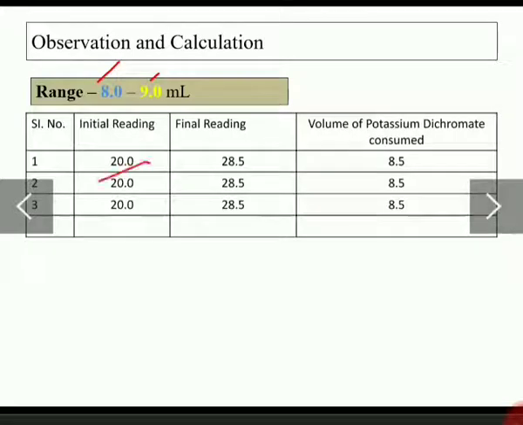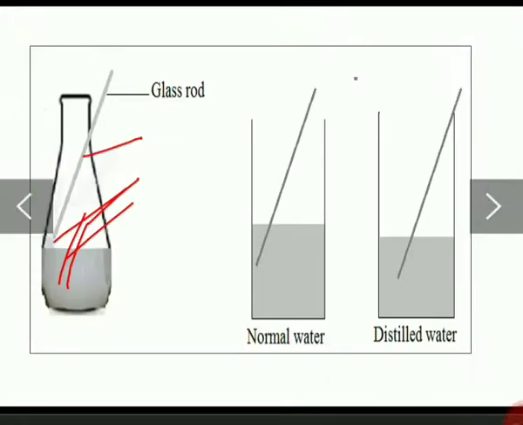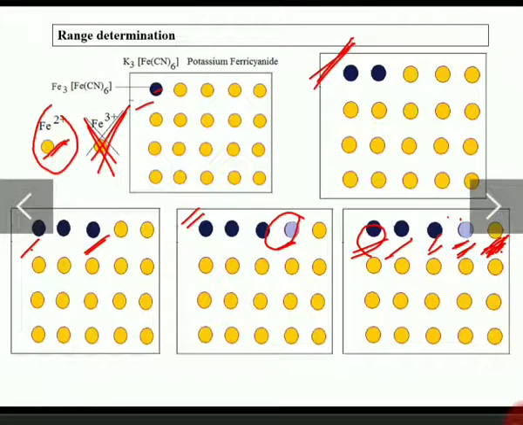So initial reading was 20, final reading is 28.5. So the volume of potassium dichromate consumed is 8.5 ml. So remember, first one, you have to determine the range by adding 5 ml at a stretch initially, then 1 ml at a stretch. You have to add until the indicator fails to produce any color. You can see here, you have to add until indicator fails to produce any color.